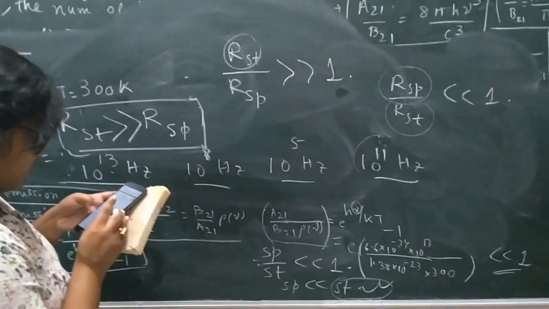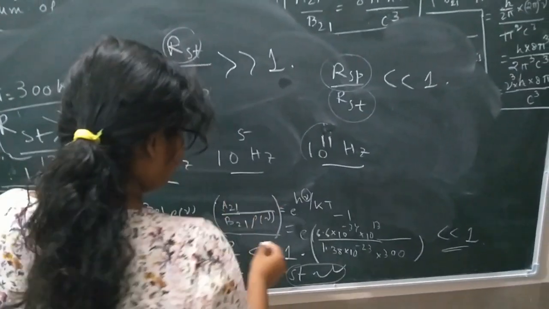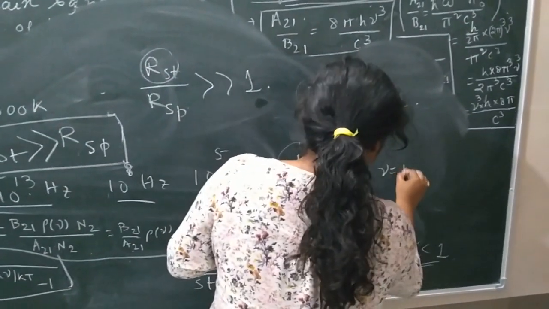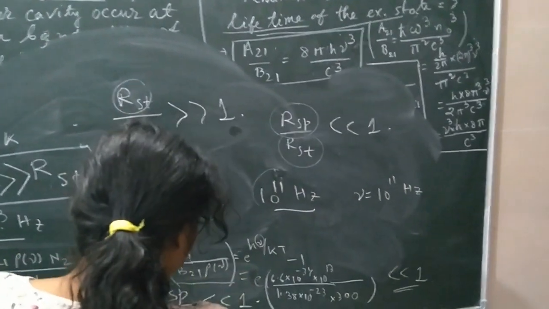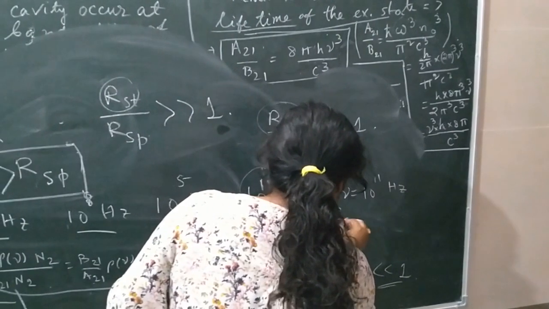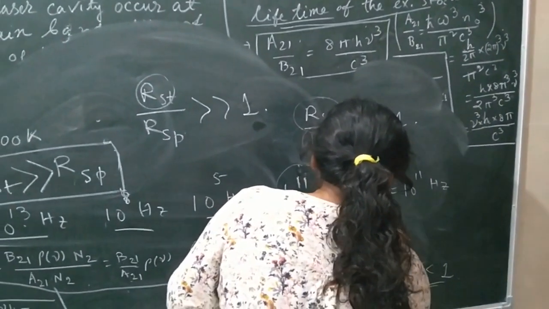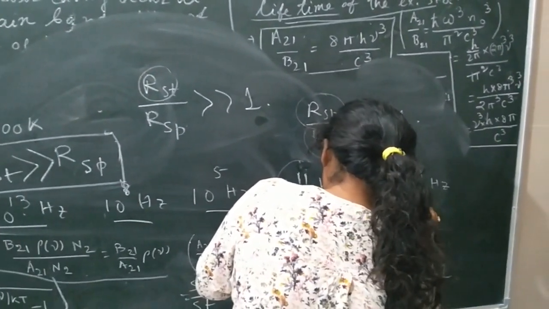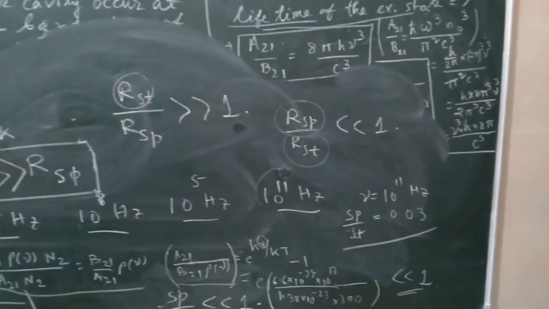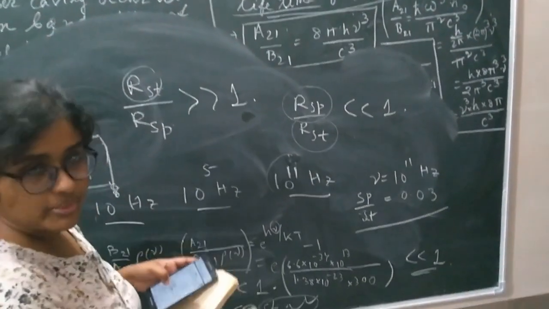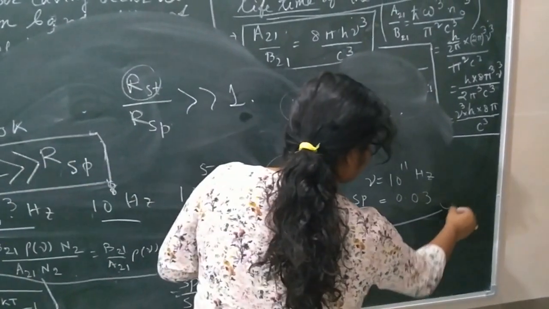So when you put the values, you see that for nu equals 10 to the power 11 Hz, the spontaneous by stimulated rate will be 0.03. So it is less than 1. So spontaneous will not be dominating, stimulated will be dominating.